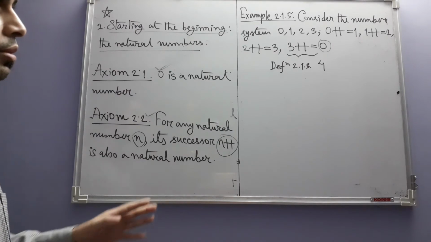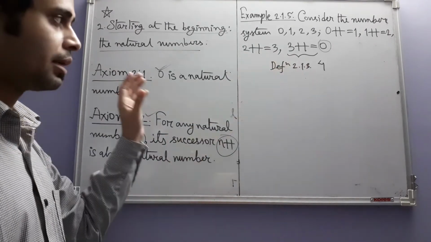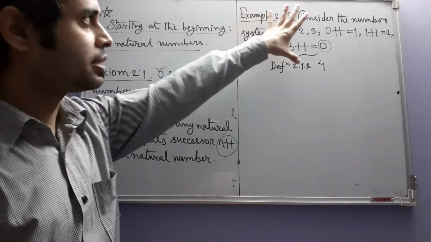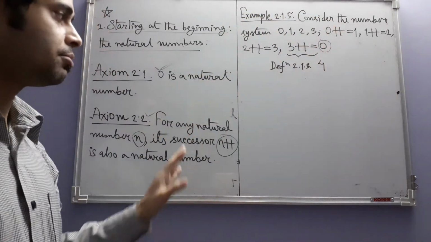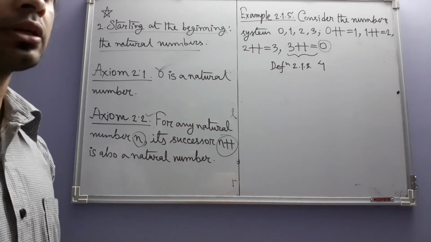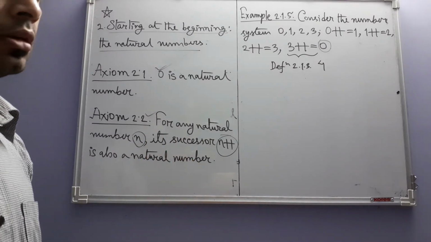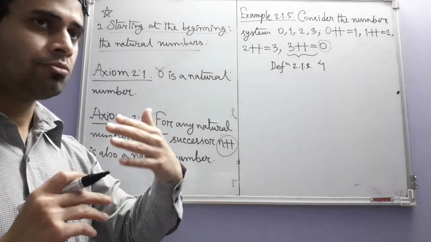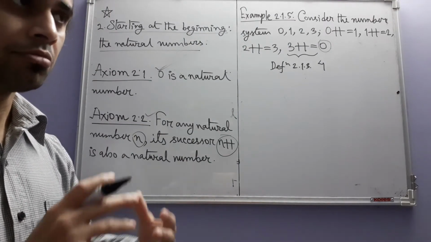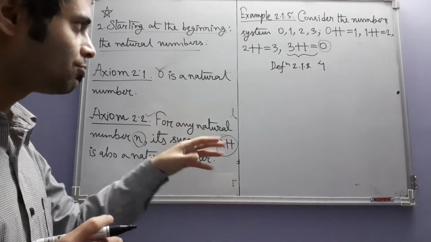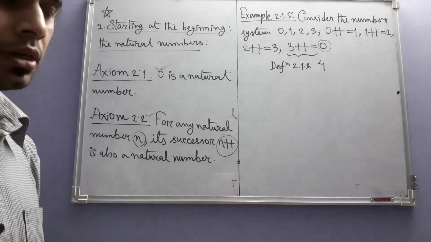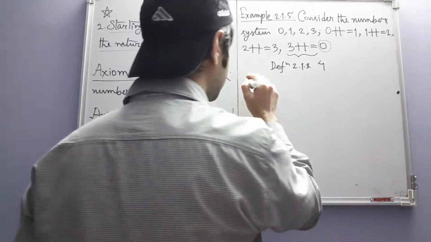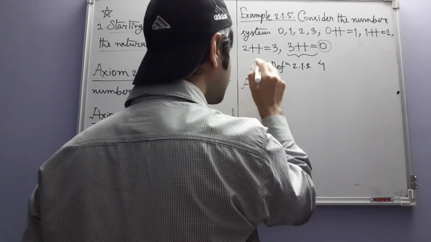So clearly, something has gone wrong. Nothing has gone wrong with the axioms. But what this example shows is that these axioms are not enough for defining the natural numbers that we have in our mind. We want to define something, but they don't fully capture the essence of the natural numbers. So we need additional axioms. And here comes the third axiom because of this problem.